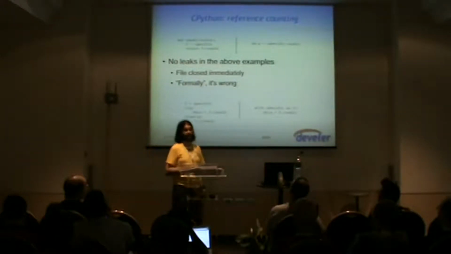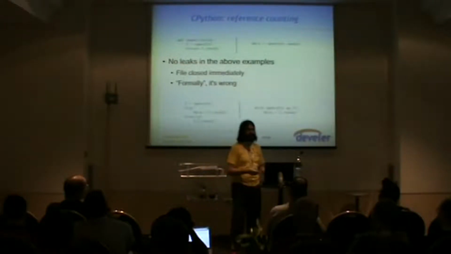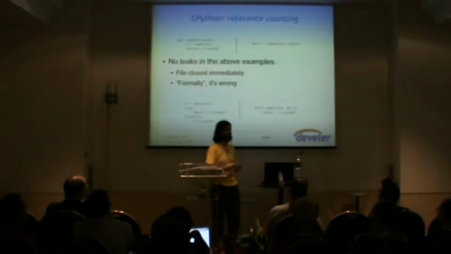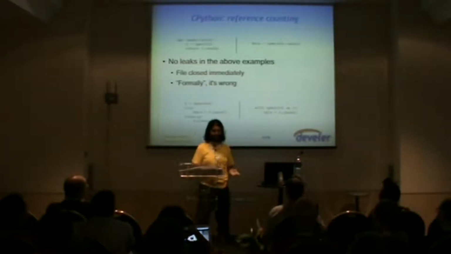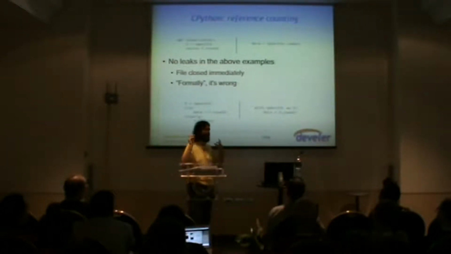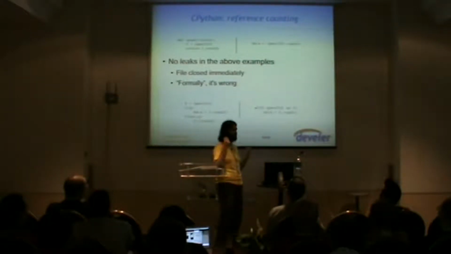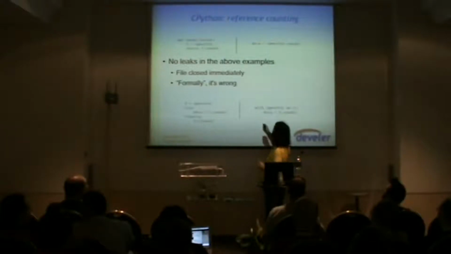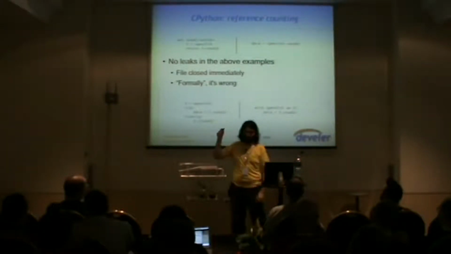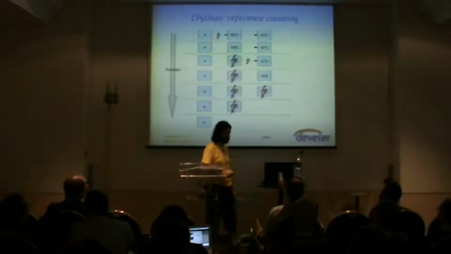Why do I stress this? Because I need to explain when there is a leak. So first, I need to make sure that everybody is aware of when there is not a leak, okay? Because otherwise, it's all kind of magical. Those references go away sometime in the future, and we don't understand. So in CPython, this is correct because the file is immediately destroyed, okay?